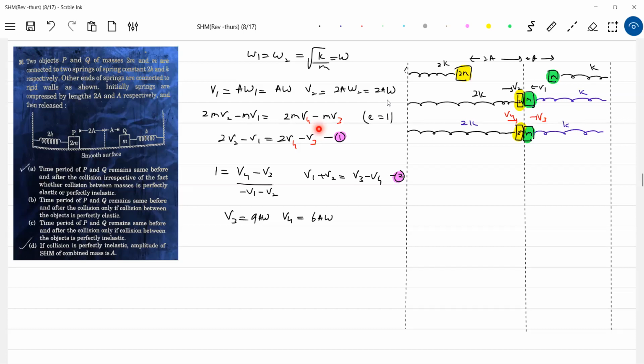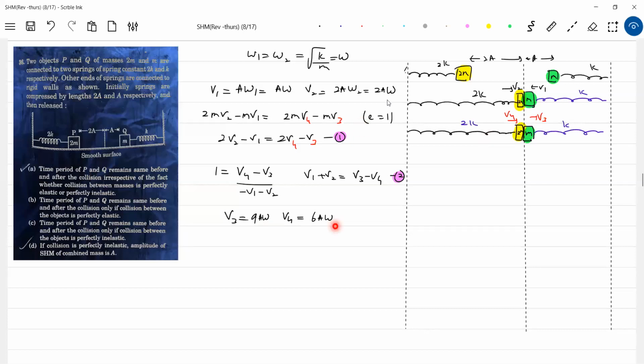V4, 2m, m V3. Yeah, fine. V4 minus V3. Totally correct, sir. So after collision, what happens? This will have more speed and they lose contact. After collision, again the time period will be same. So this is about elastic collision.